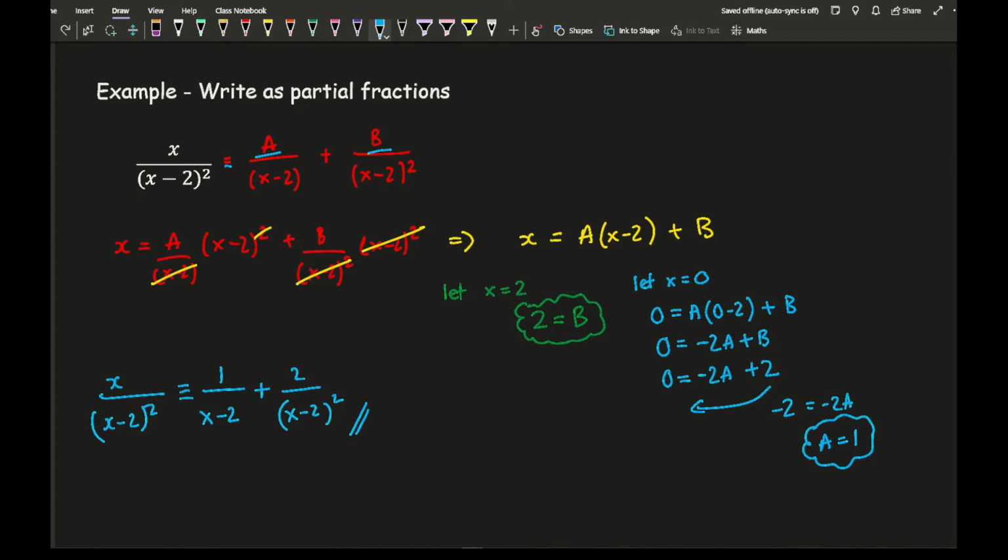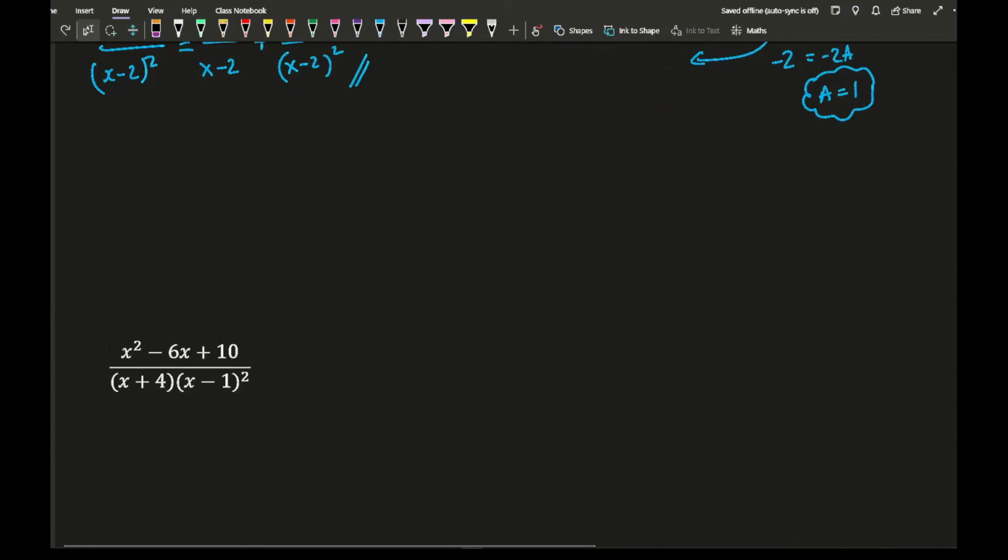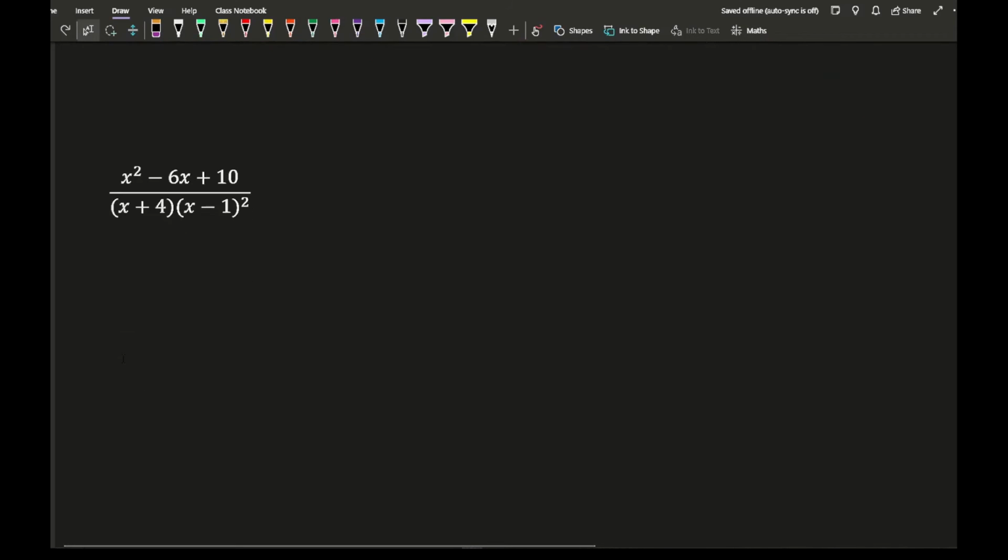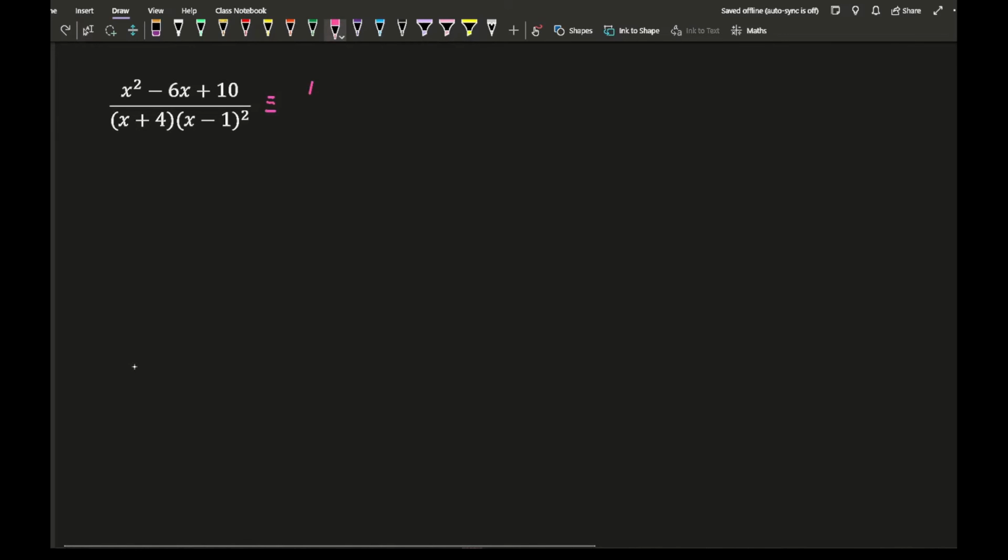So then moving on to our next example, or I should say our last example, we've got this here. So again, we're going to go through the same sort of notions. Let's get different colours. So I've got a over (x plus 4) plus b over (x minus 1), again without the power, and then c is the one that has got a power.